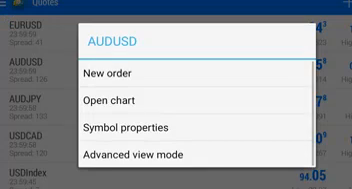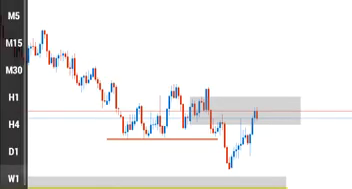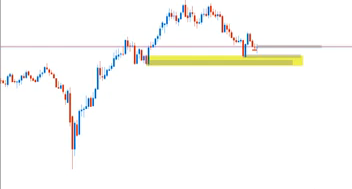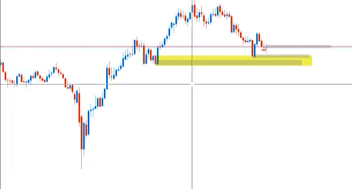Let's go to AUD USD. AUD USD is a bit tricky. Let's go to the weekly time frame. AUD USD on the weekly time frame is a bit tricky.